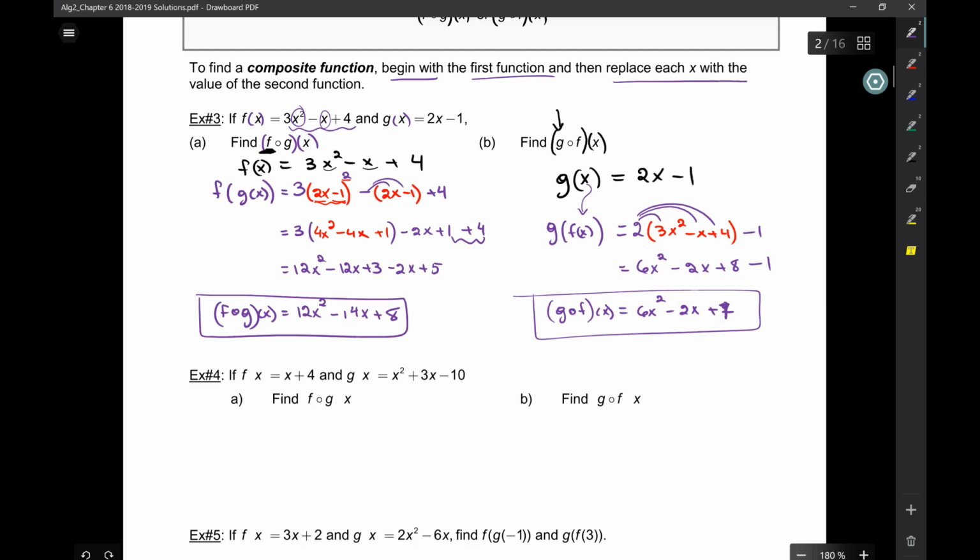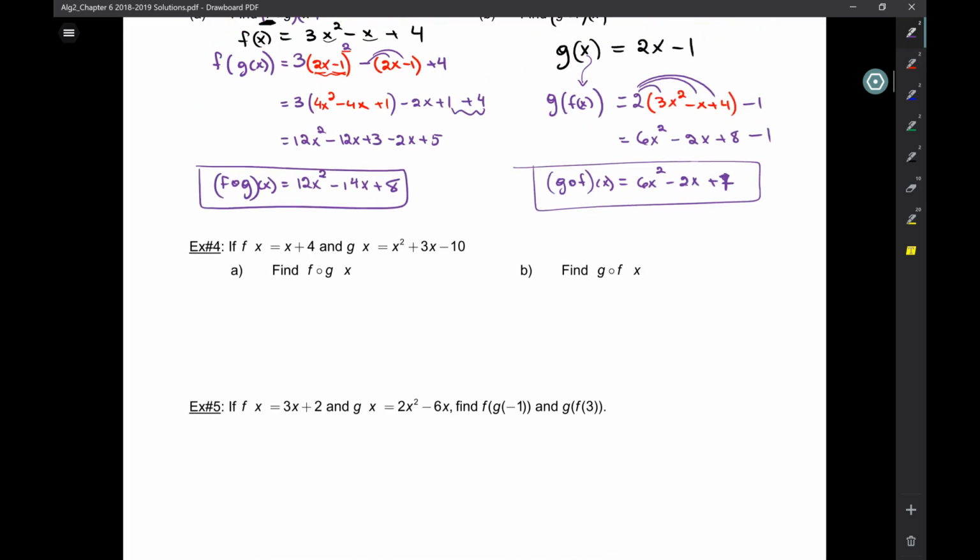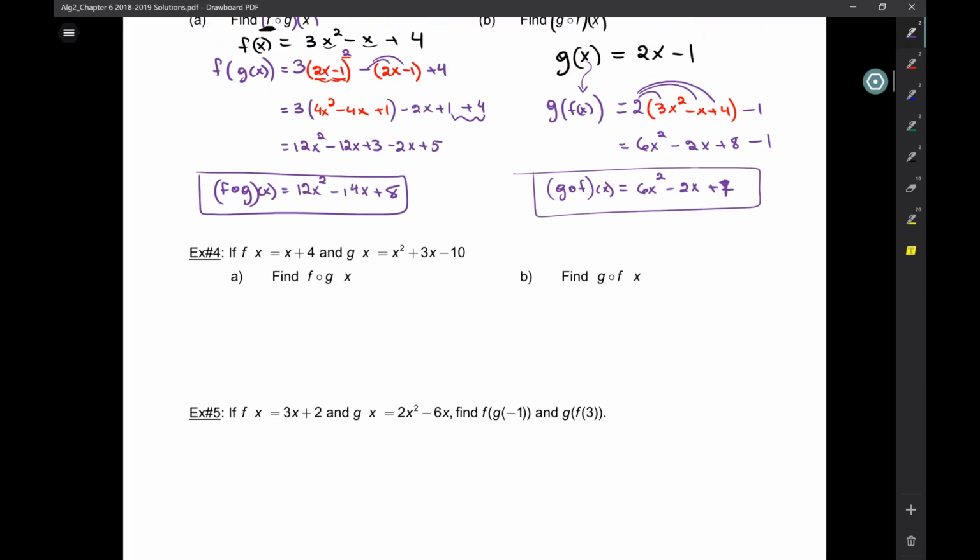All right? Okay, so for this next one, I'm going to start you off, and then I'm going to have you continue on your own. So here we have f of x, g of x, and we need f of g of x. What's the first function here? The first function is f, right? So I'll ask you this way. What is going into what? Tell me. G is going into f, right? G is going into f.